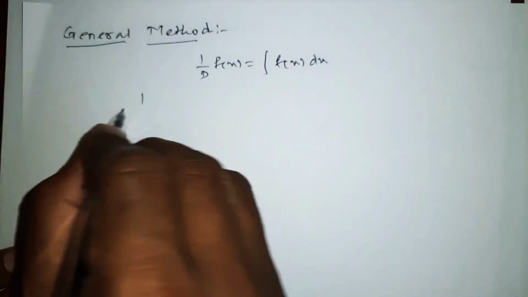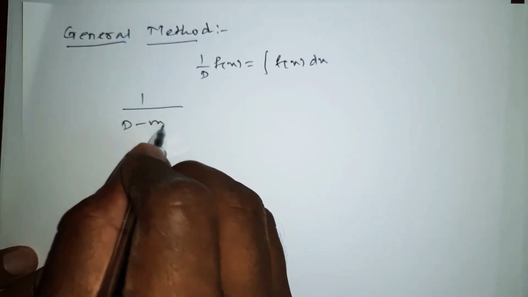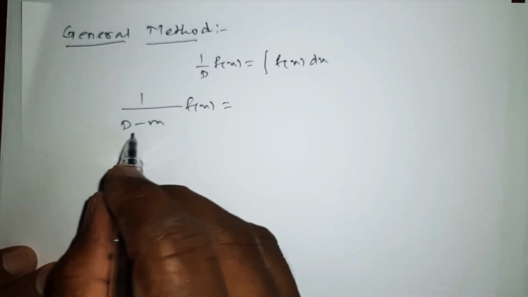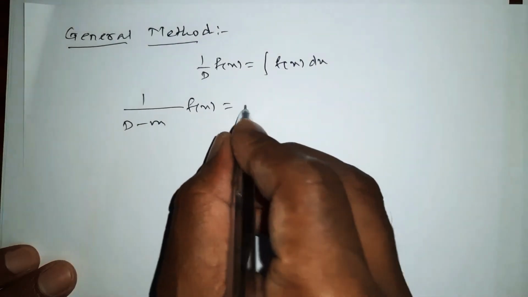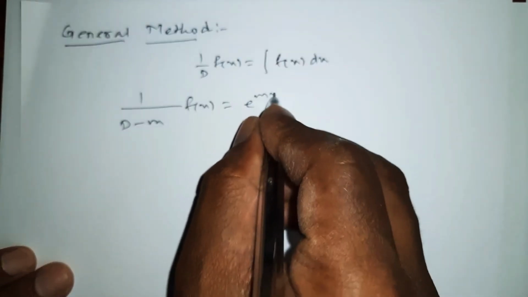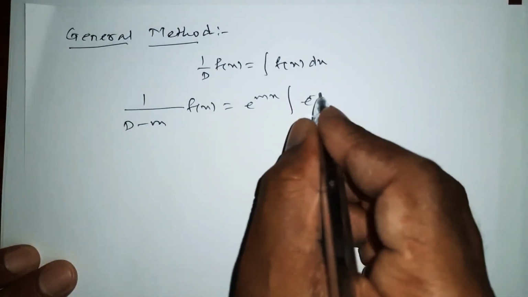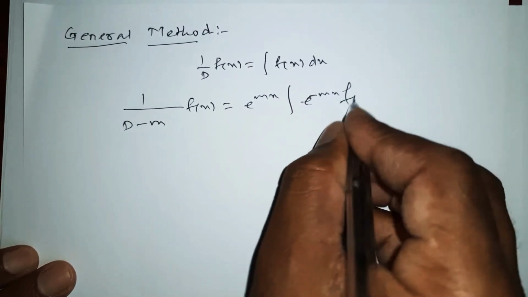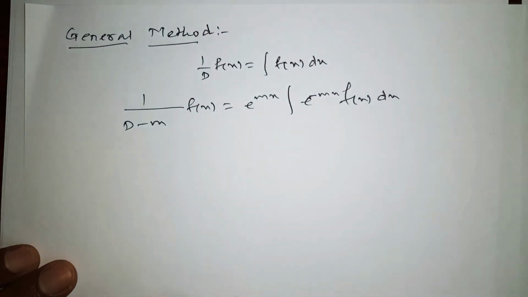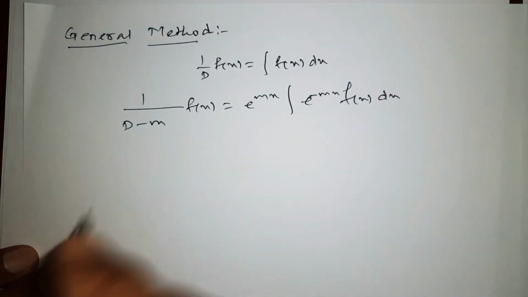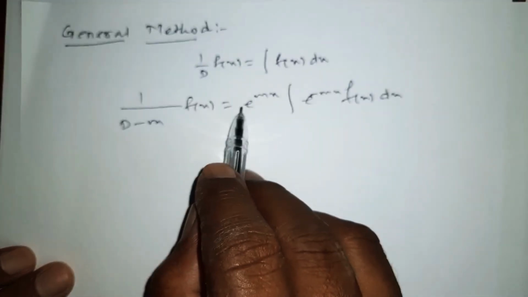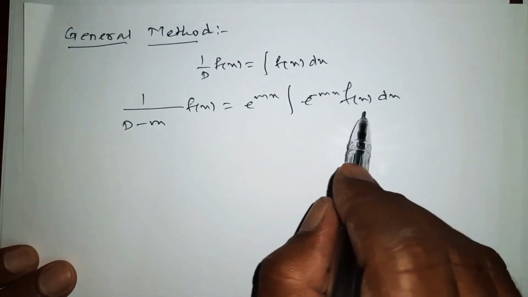The same way, if I take one root, D minus m, operating on f of x, just like 1 upon D minus 2 operating on f of x. So if D minus m is there, then e raised to mx, opposite side of this, then the integration of e raised to minus mx f of x dx, e raised to mx into the integral of e raised to minus mx f of x dx. Whenever a minus sign is there, see carefully, e raised to mx, opposite sign inside the integral, again e raised to minus mx f of x dx.